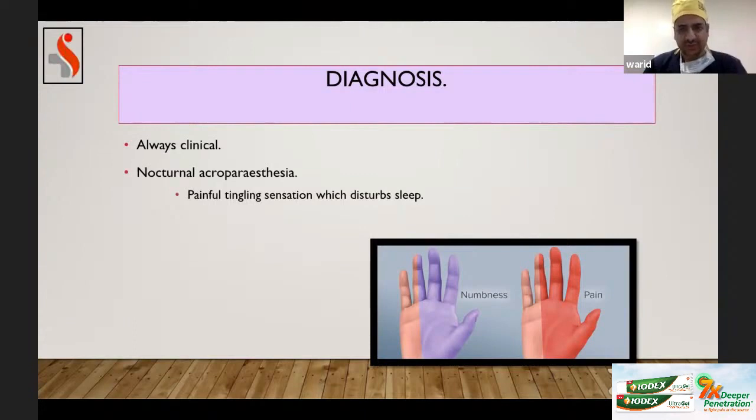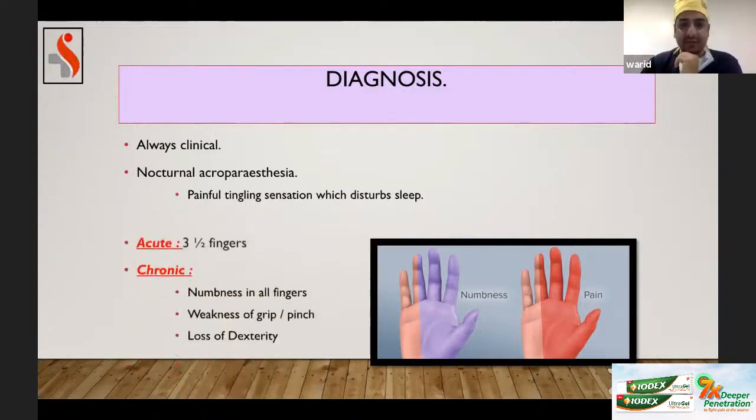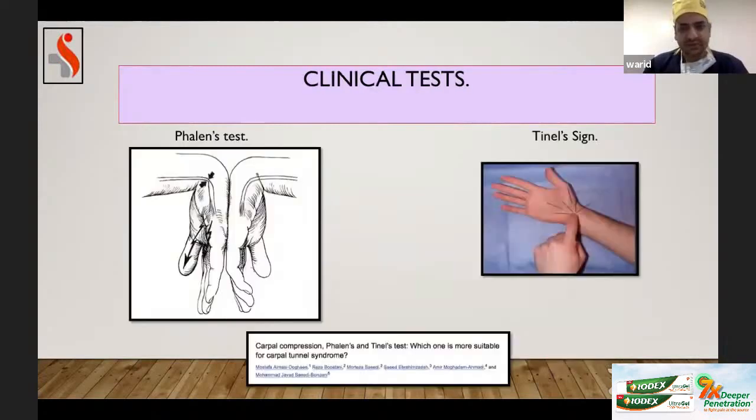You do your test, you see the patient clinically, and before that, when you ask the history, the nocturnal paresthesia, that is the painful tingling sensation which disturbs the sleep. That is one of the most prominent symptoms which they have, and which is more disabling for them. That is the night pain. They can't sleep at night, and it is more towards the medial or the radial three fingers, that all of us know that. Dexterity is lost in late stages, weakness in grip. So it pretty much is a clinical diagnosis.